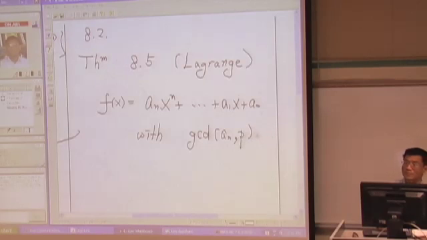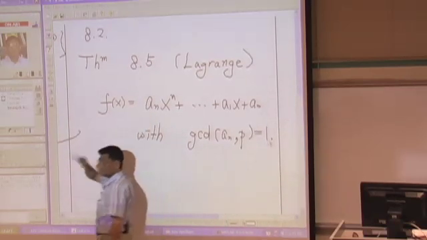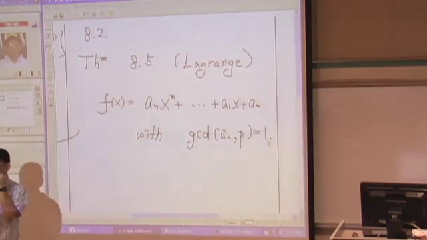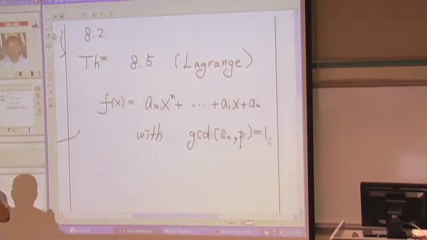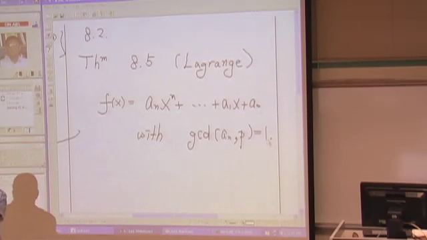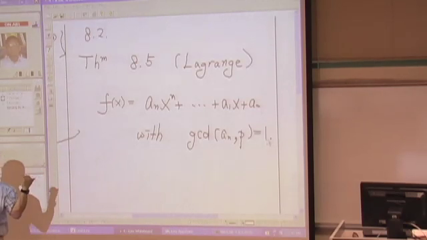So in other words, p does not divide the highest coefficient. If p divides the highest coefficient, then it means 0, right? Then the order of the polynomial becomes lower. So to avoid this kind of situation, we assume that the highest coefficient is not 0, or has GCD equal to 1. Do you see it or not? If you don't see it, then I will re-explain.